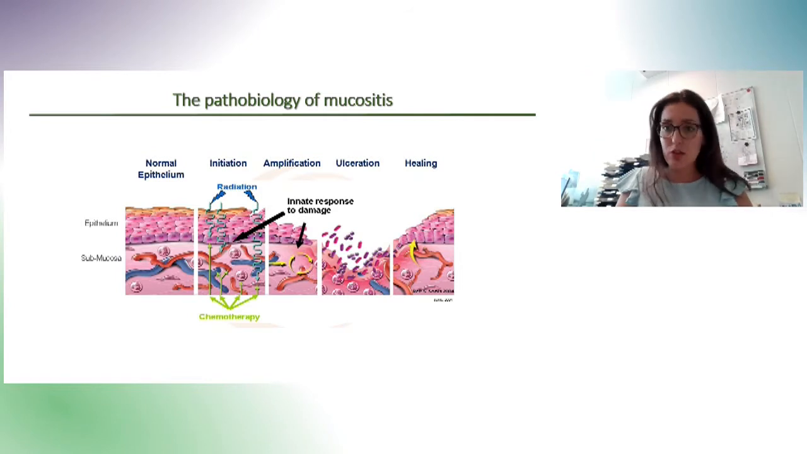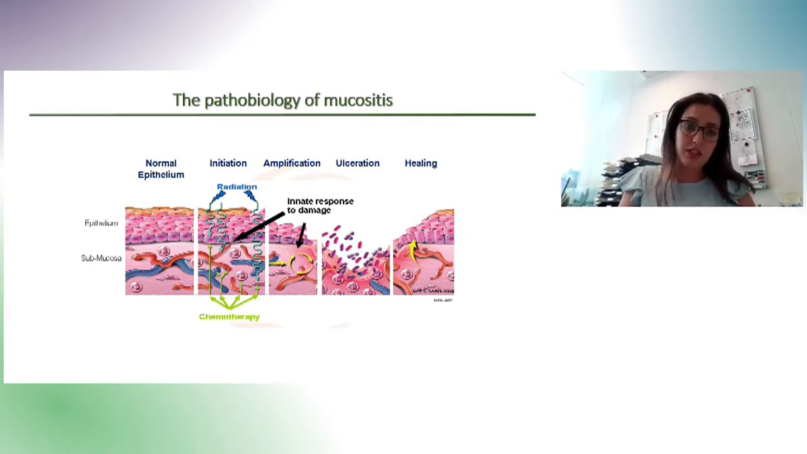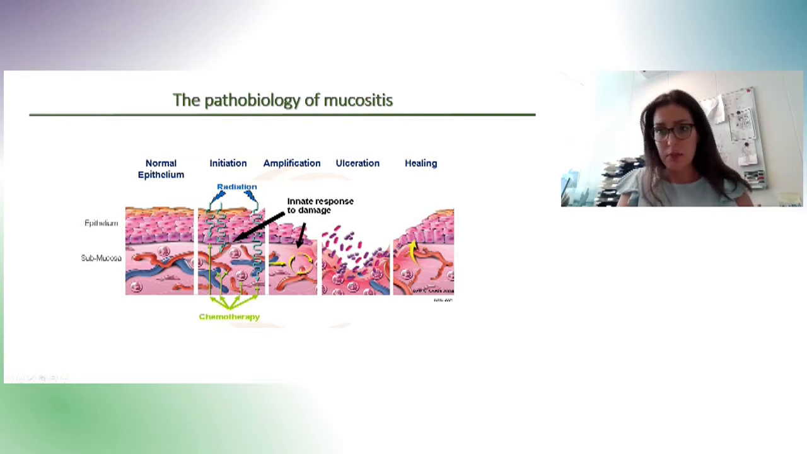According to a model proposed in 2004 by Sonis, mucositis can be divided into 5 stages. In the initiation phase, radiation or chemotherapy, and as you could see in the title, I will focus mainly on chemotherapy, and the chemotherapeutic drug used here was 5-fluorouracil. This will break the epithelial layer of the gastrointestinal tract, either by direct damage or by the production of reactive oxygen species.